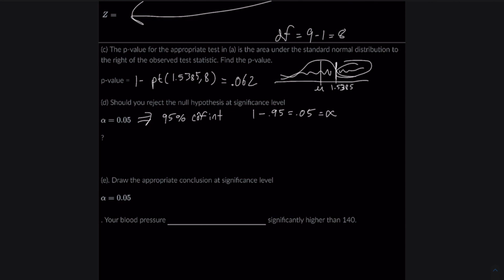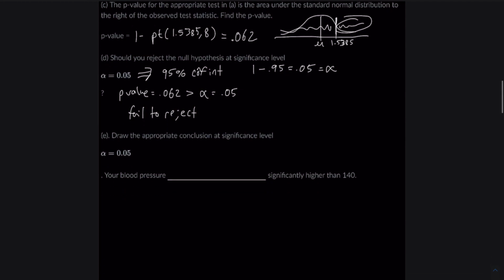And so should we reject our null at the significance level? Our p-value equals 0.062, and this is greater than alpha, which equals 0.05, and so this means we fail to reject. And that's just based off our definition, because the p-value basically tells you how likely it is that your observation is happening. And since our significance level is 0.05 and our p-value is 0.062, that means we have about a 6% chance of that happening, and we want less than a 5% chance of it happening in order to reject the null.